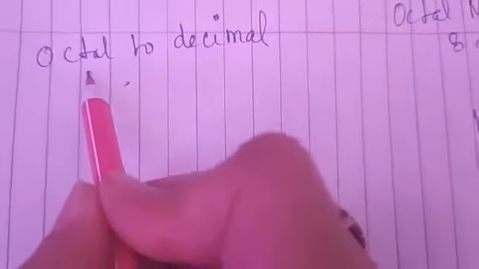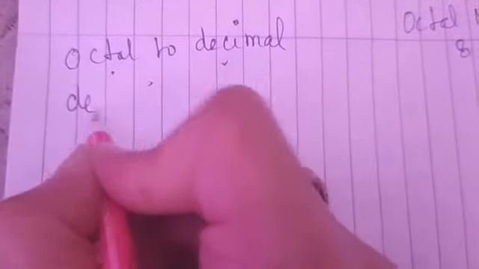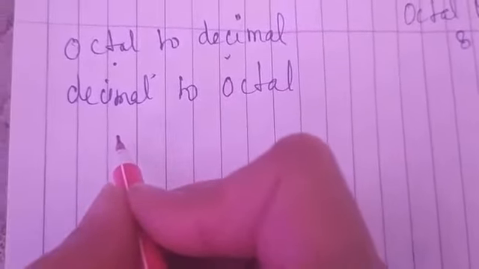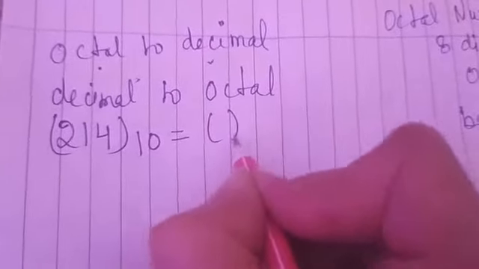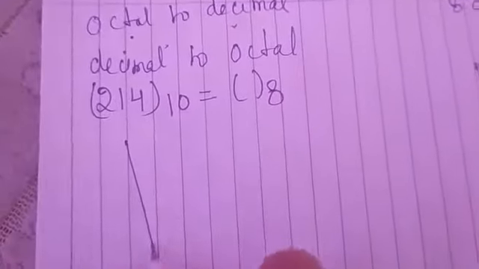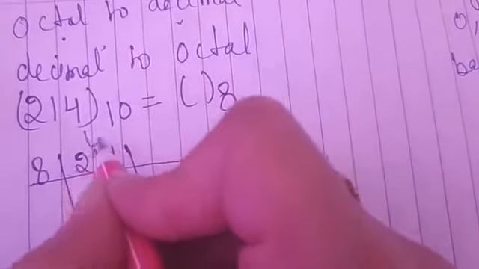Now first we take a decimal number and convert it to octal. Suppose we have a decimal number 214. Its base is 10 and we want to convert it into octal. Divide 214 by 8. There is a quotient and a remainder.